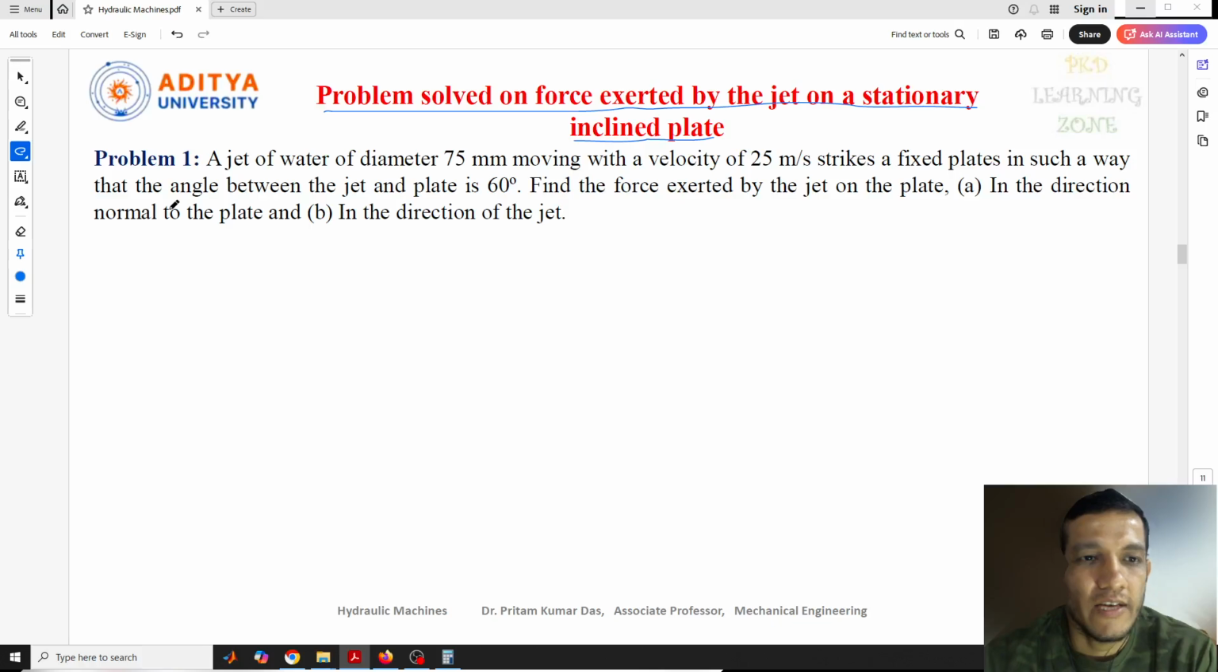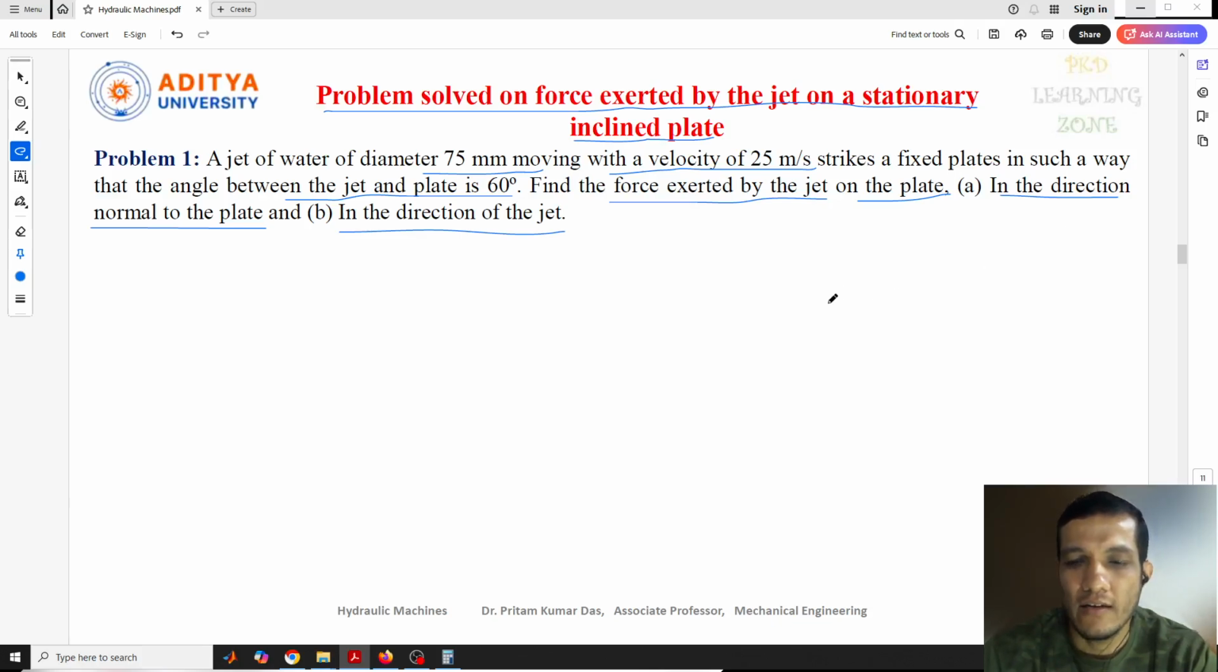So the question is given here: a jet of water of diameter 75 millimeter moving with a velocity of 25 meter per second strikes a fixed plate in such a way that the angle between the jet and plate is 60 degree, and find the force exerted by the jet on the plate. First one, in the direction normal to the plate and in the direction of the jet. So a very simple question is given based on the theory, like the derivations we've done in the last class. Based on that same theory, the question is given.